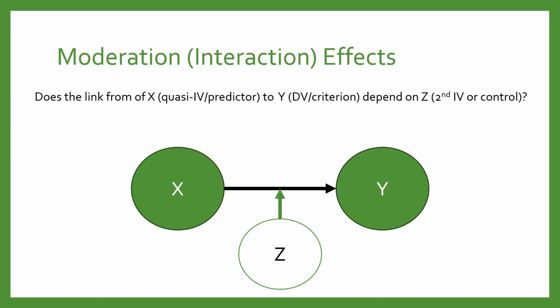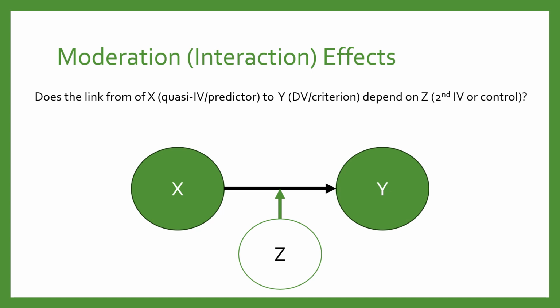Moderation and mediation are both something that you will likely find in journal articles when you're reading them. So I hope that this makes sense and you see the possibilities of these types of analyses. So let's start with moderation. These are called interaction effects. And moderation allows you to look to see if the relationship between two variables differs based on another z variable.